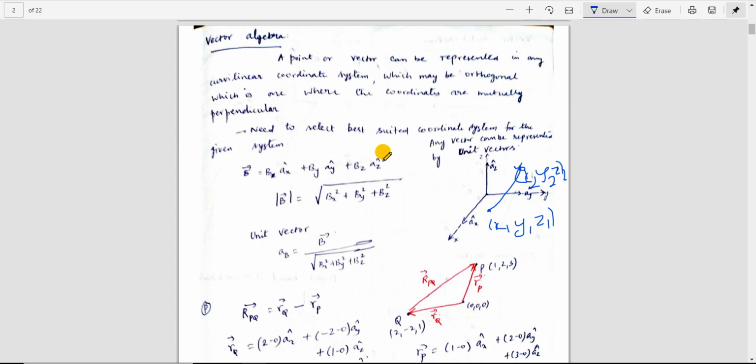So if you are defining a vector like this, then you can define the magnitude of that particular vector: modulus of B vector is equal to root of bx square plus by square plus bz square. Also you can define the unit vector for that particular vector as the vector divided by its magnitude. So the unit vector for this vector, ab cap, is equal to B vector divided by root of bx square plus by square plus bz square.